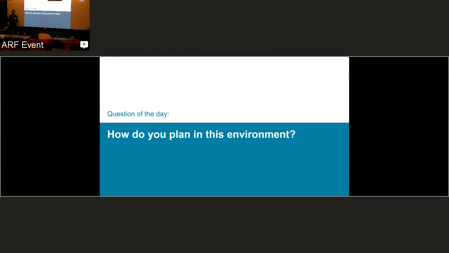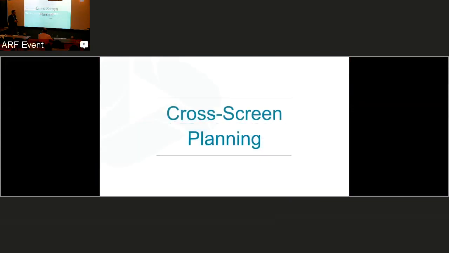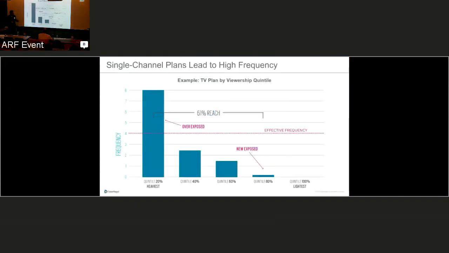Now, let me take a slight digression and talk about what I mean by cross-screen planning. This is a TV example. It is just an example, so don't get too attached to the numbers. Imagine a world in which you've made a TV buy, or a digital buy. Let's just call it one channel. I'm going to call it TV because it's easy, but frankly this applies to any given channel. You're going to find that the top 20% of people who use that channel, that TV, consume a lot. You're going to get a lot of frequency against them, probably more than whatever effective frequency you think you need.